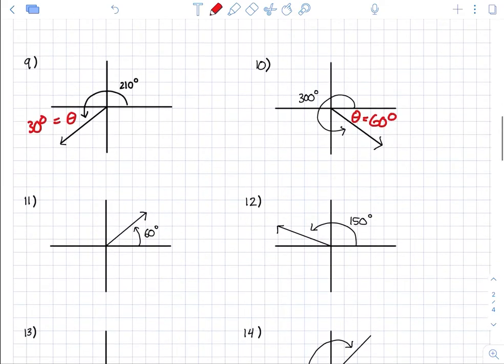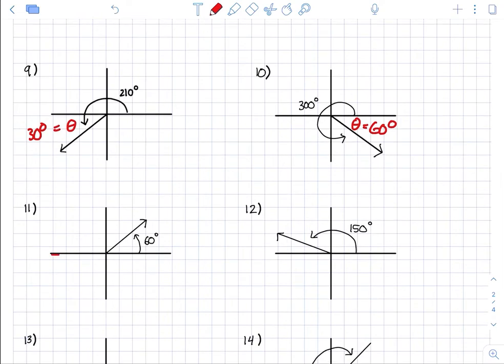11. Okay, this one's a trick question because this is the x-axis, and here's the terminal side. So it's asking you, well then, what's that angle form? And it's right there in front of you. It is 60. So this theta is 60 degrees.